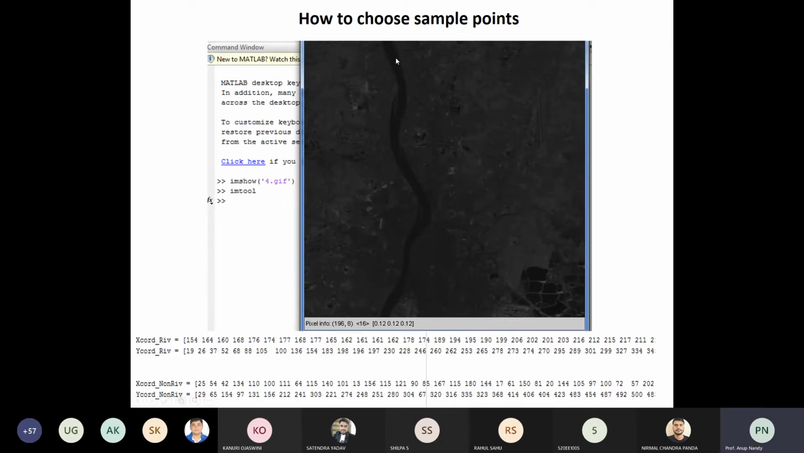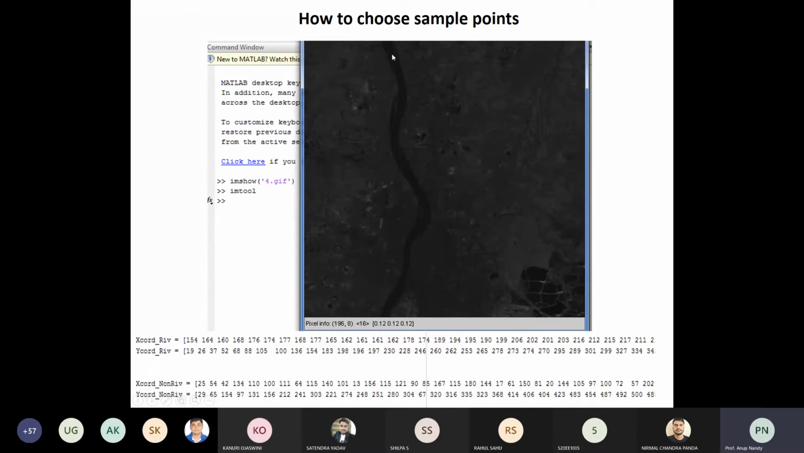Okay, so that is the main reason that you will have to choose the sample points in such a way that the overall variability should be considered. The overall variability of the training sample points should be considered. So that is the main concept. Are you understanding why I am going to choose the sample points in the entire region?